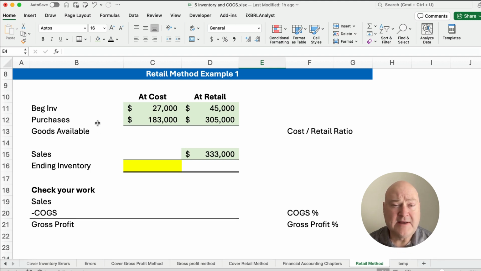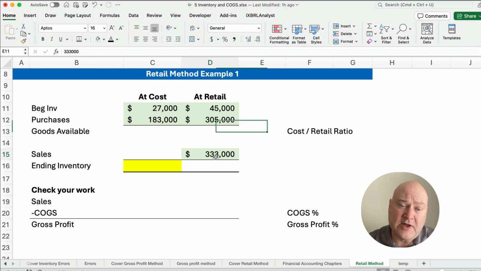Now, the retail method, basically we're saying, look, we have information at cost and we have information at retail prices. So here typically are the five things that we're given. We're given beginning inventory at our cost and at the retail prices. So inventory that we had at the very beginning, we purchased at $27,000 and we're trying to sell it at $45,000. Then we made purchases of $183,000 and we're going to turn around and mark it at $305,000 for retail prices. Now, what is our goods available?